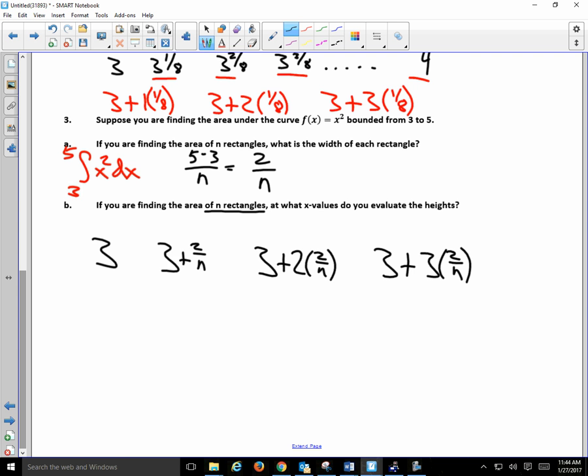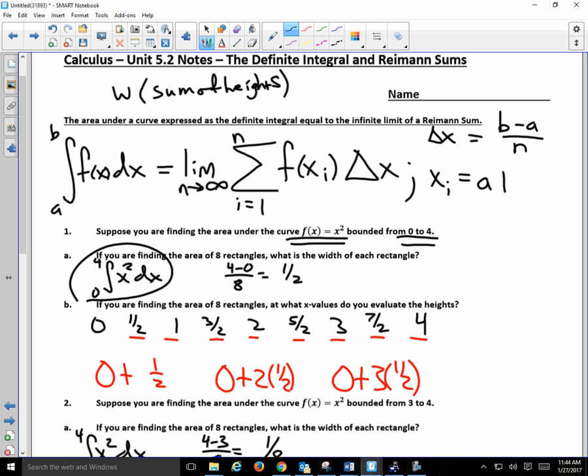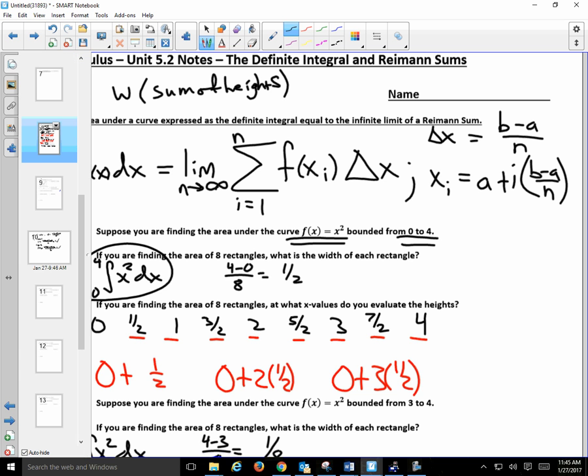So if we want to know where we evaluate the heights, we start at A. So x sub I will be equal to A, and we add widths, B minus A over n. How many widths do we add? We add I number of them, whatever rectangle we're at. We now have the pieces to be able to add up an infinite number of rectangles. A plus I times B minus A over n. Let's make it happen. Flip it over.